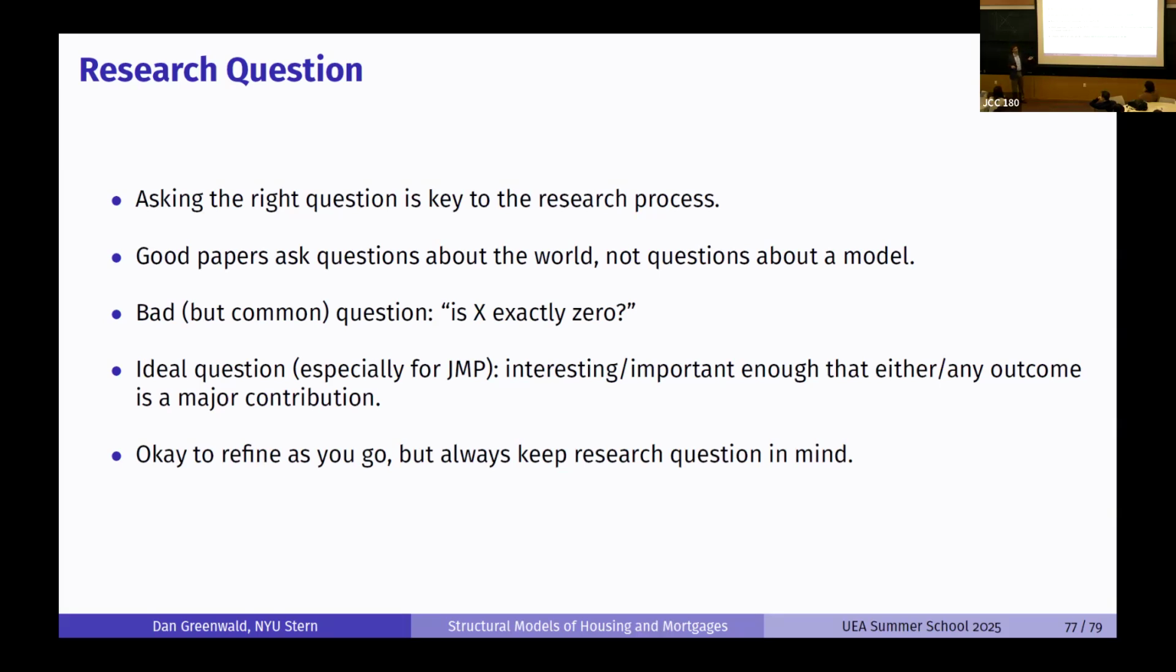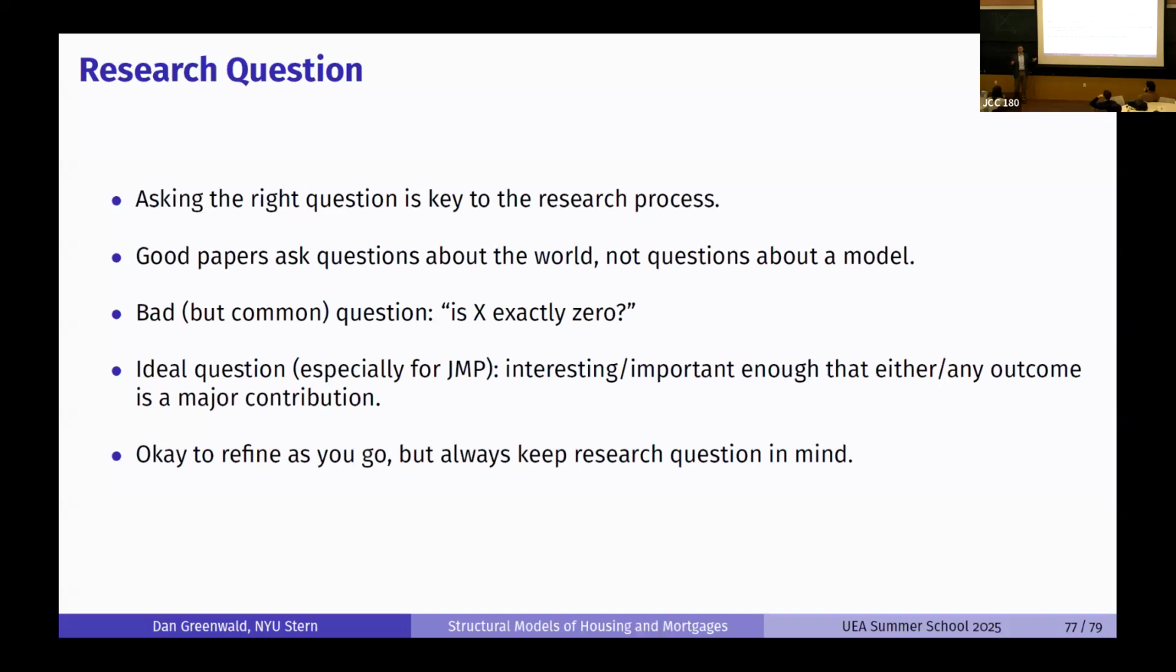An ideal question for a job market paper is something that's so interesting and important that either outcome is a major contribution. If you find that something, like think about the paper I just showed you. I'm not saying this is an ideal paper, but if we found that markets were very close to fully segmented, that would have been publishable. If we found that they were very close to fully non-segmented, like that would have been publishable. Anything in between would have worked, right?